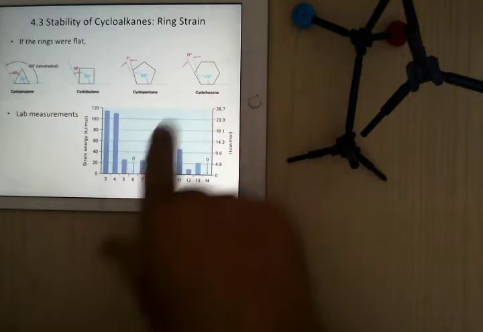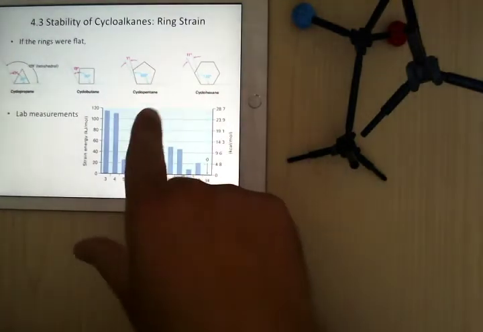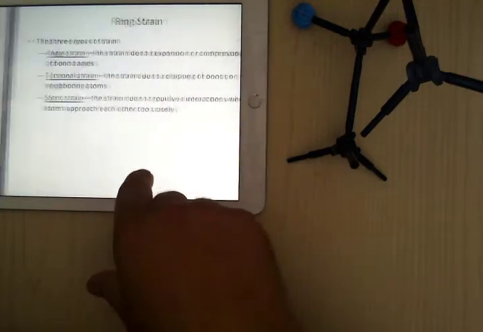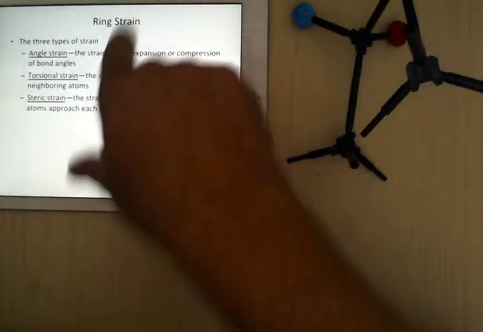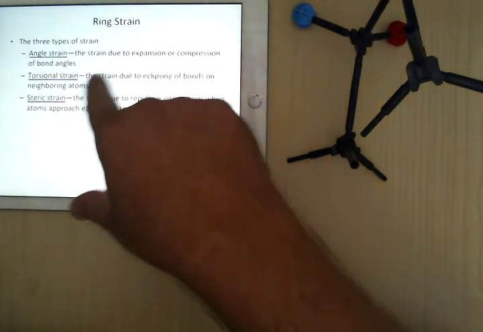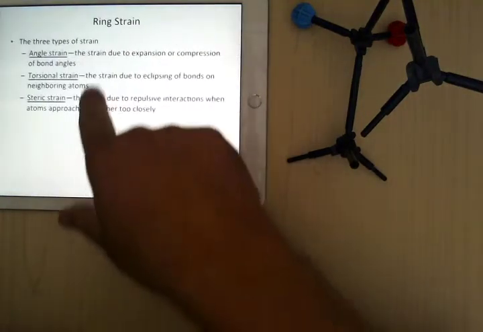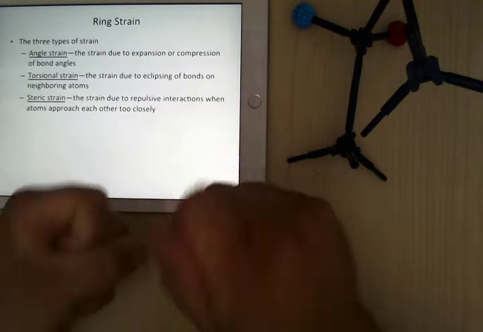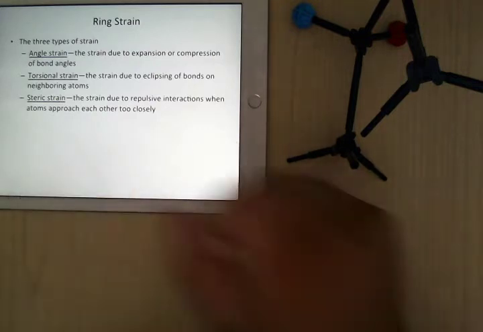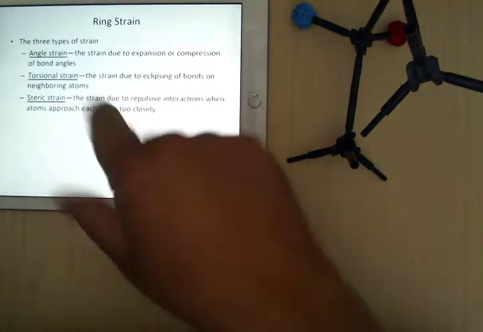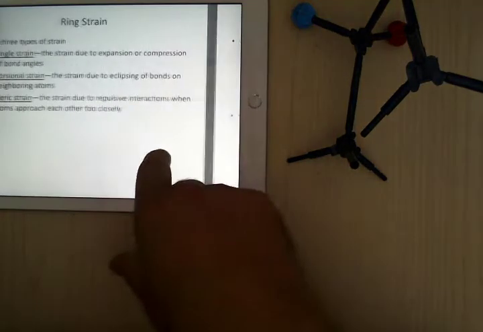And the reason for that is the fact that they are in fact not flat. They are puckered a little bit. And you also have these other strains. So you have an angle strain, that's how far out of whack are you. Then you have torsional strain, as the bonds have to be twisted, and the steric strain, where these two things are whacking into each other.